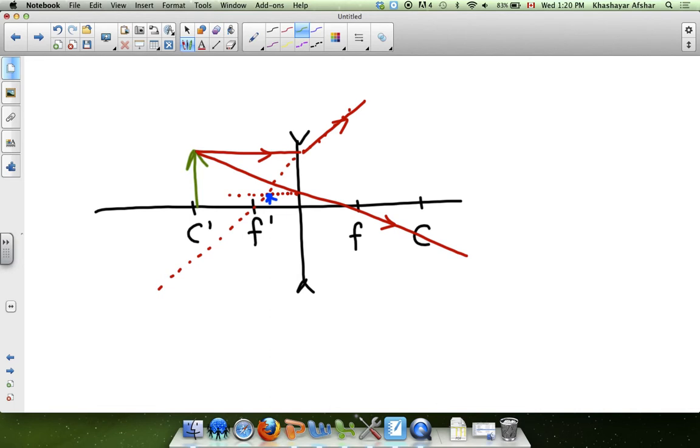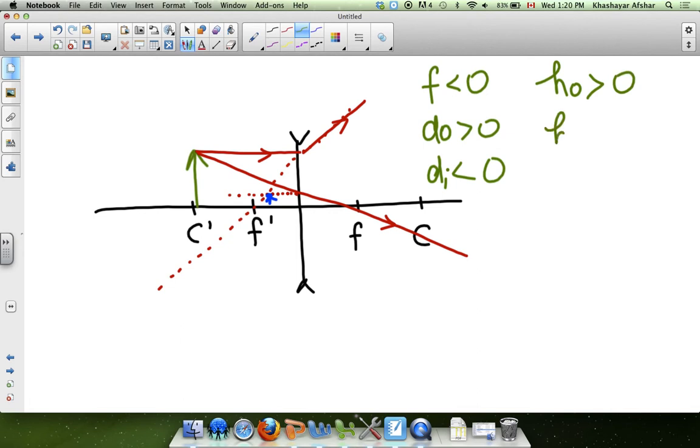So here we go. In this case, F is negative because it's a diverging lens. DO is positive. DI is negative because it's a virtual image. HO is positive because it's right side up, and HI is positive because the image is right side up.